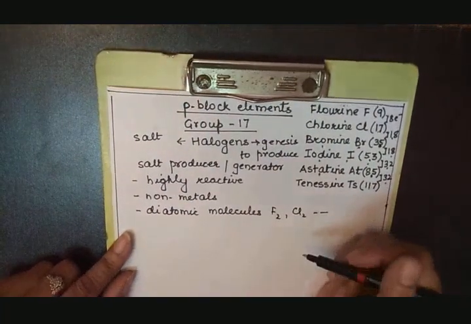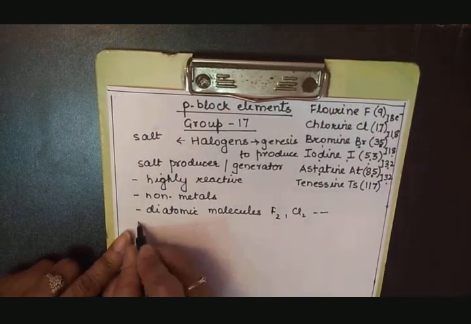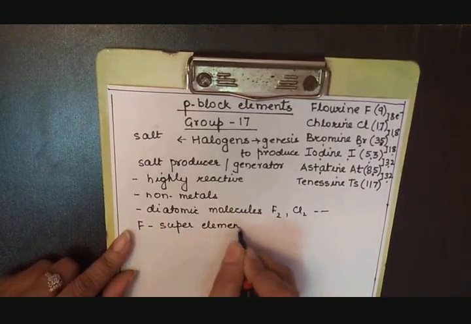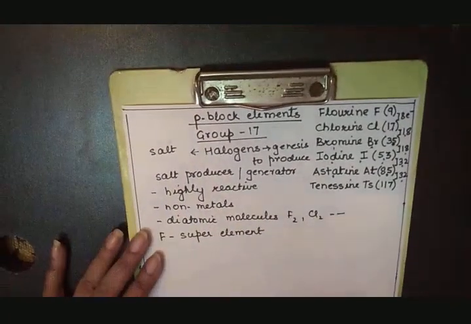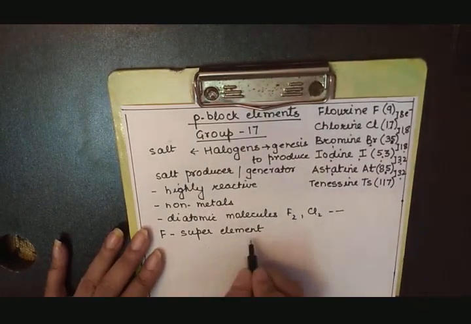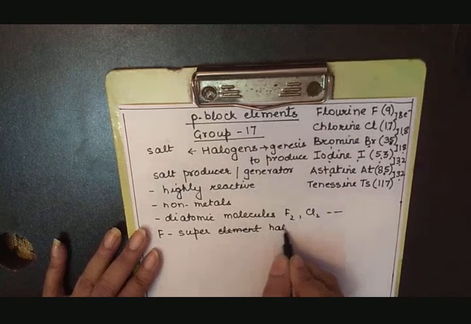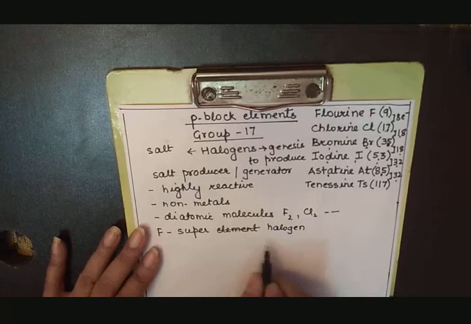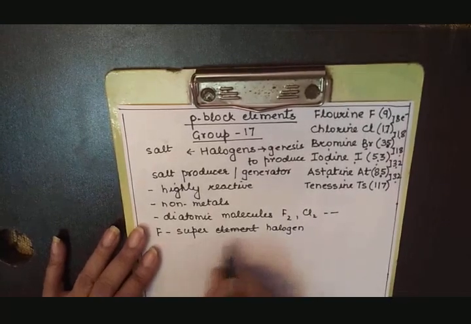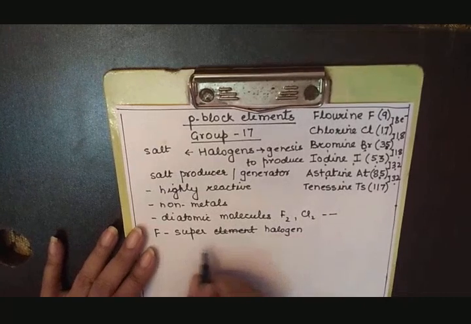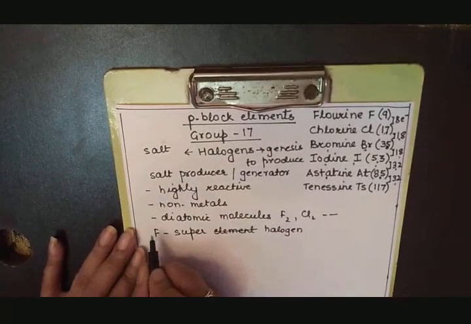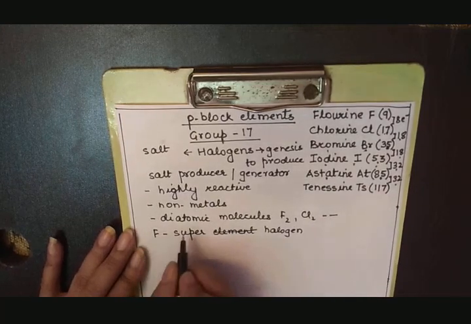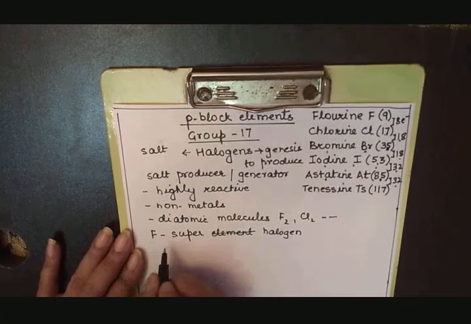Out of all these members, the first member, that is fluorine, is also called a super halogen. Why is fluorine called a super halogen? Because it is extremely reactive. It reacts with all the other elements of the periodic table. In fact, fluorine reacts with some of the inert gases also, like xenon. In the next group, that is group 18, you will find the compounds of xenon with fluorine.